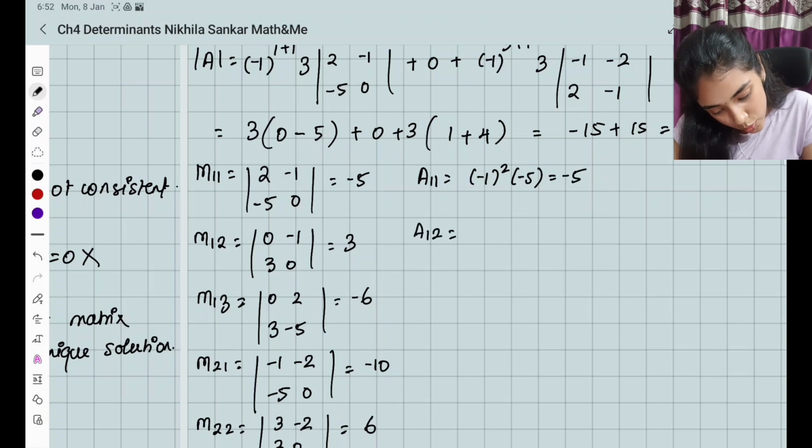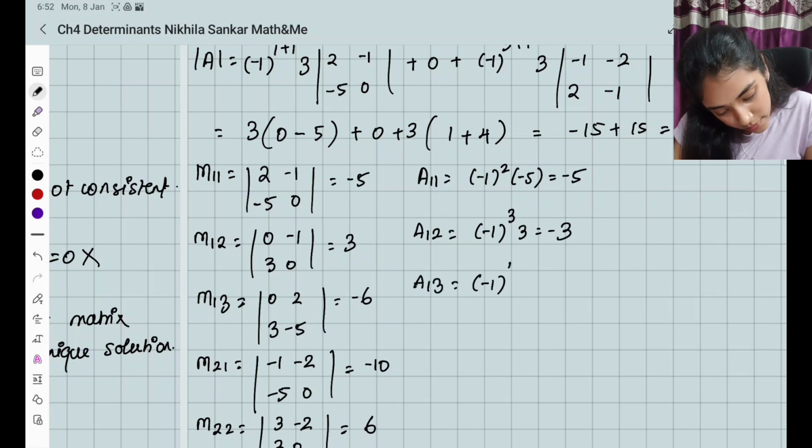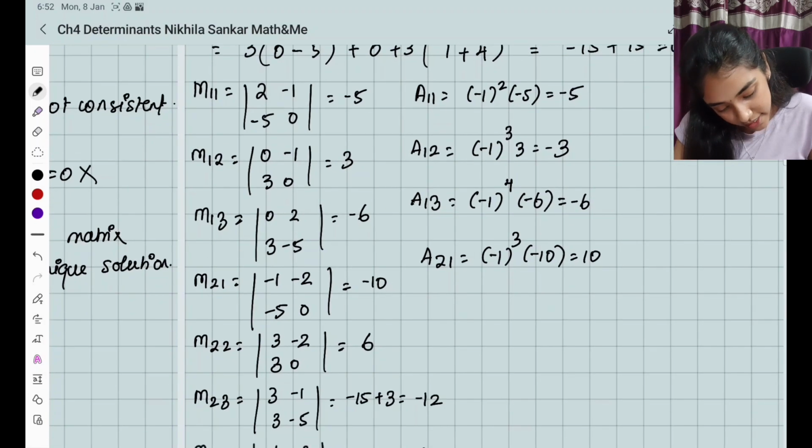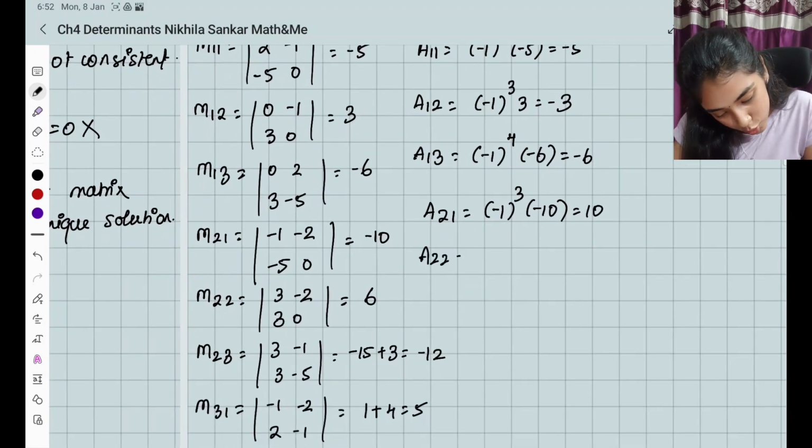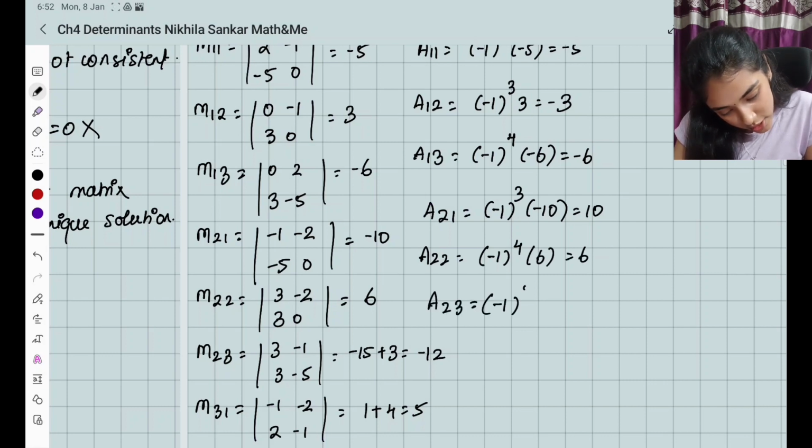Then A12 equals minus 1 cube times 3, which is minus 3. Then A13 equals minus 1 times 4 times minus 6, which is going to be minus 6. Then A21 equals minus 1 cube times minus 10, which is going to be plus 10. Then you have A22, which is going to be minus 1 power 4 times 6, which is 6. A23 equals minus 1 to the power 5 times minus 12, which is going to be plus 12.